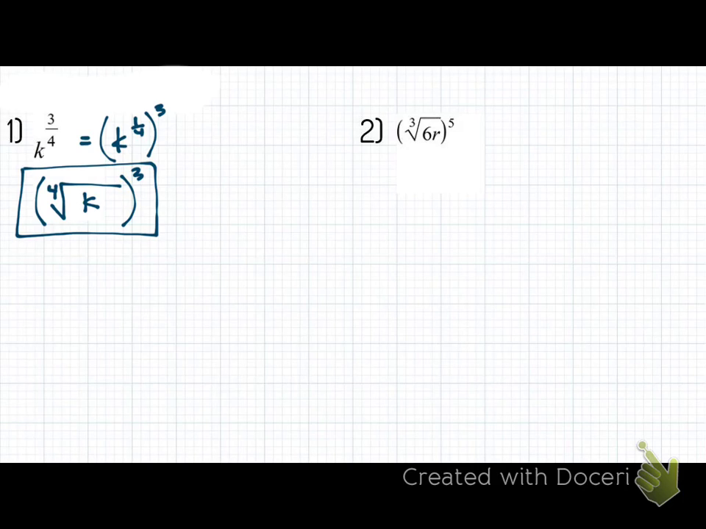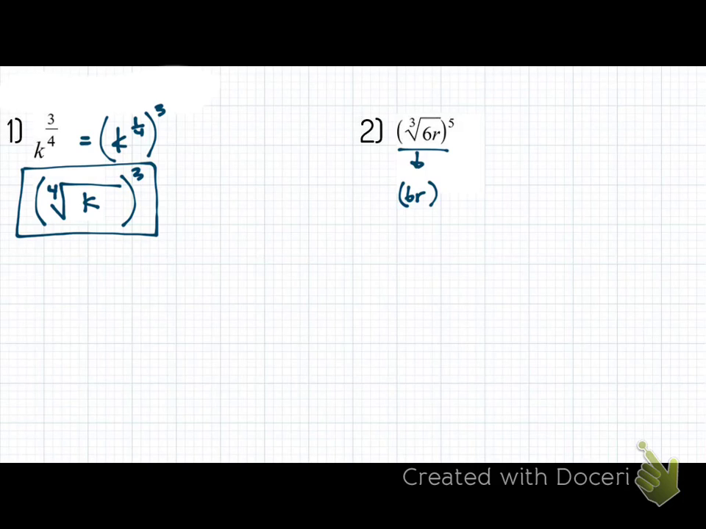Okay? Look at number 2. I'll do this one more time. We're going to go backwards. So we have the 3rd root of 6r, all raised to the 5th power. Okay? So I'm thinking backwards now. I want to make a fractional exponent. So I'm going to take 6r as my base. I'm going to start with that. And since my base 6r is inside the radical sign, I'm going to put that in its own parentheses. And I said it was the 3rd root of it.